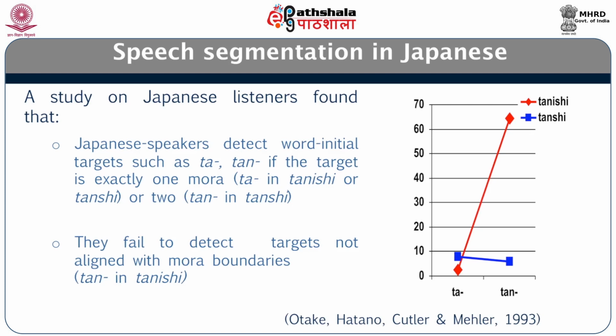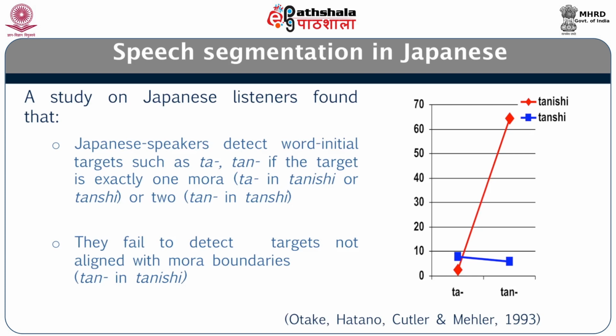Why? Because ta is 1 mora, ni is another mora, and shi is a 3rd mora. If you have to listen for tan, where part of the 2nd mora is already in the 1st syllable, then there is confusion. This is what the results show, as you can see on the graph. The number of mistakes for tan in tanishi is very high, over 60% missed rates. They couldn't answer that because they couldn't hear it, because it was more than a mora and more than a syllable.